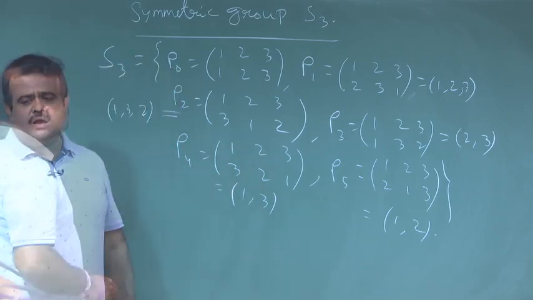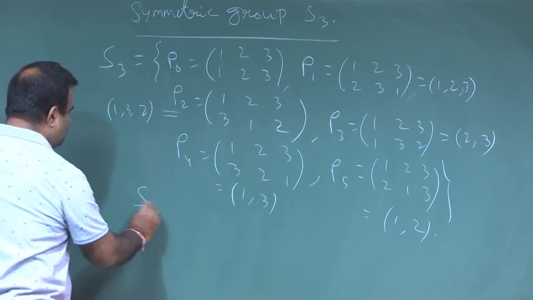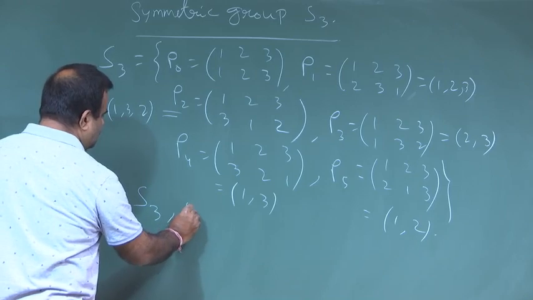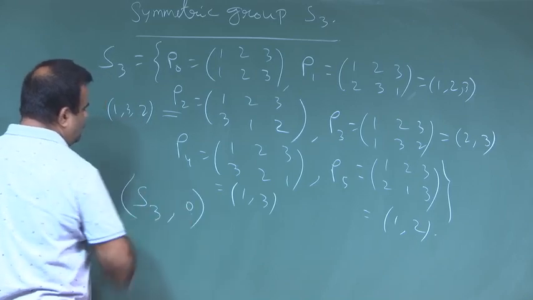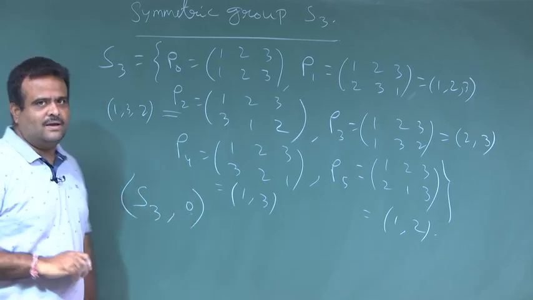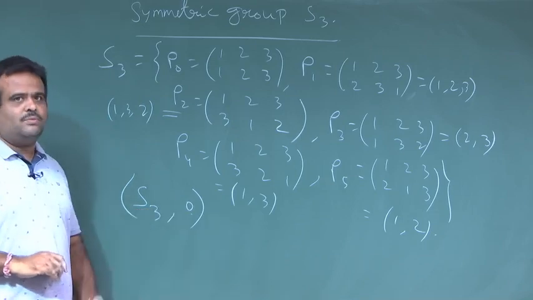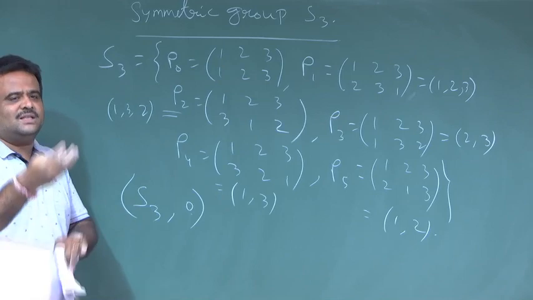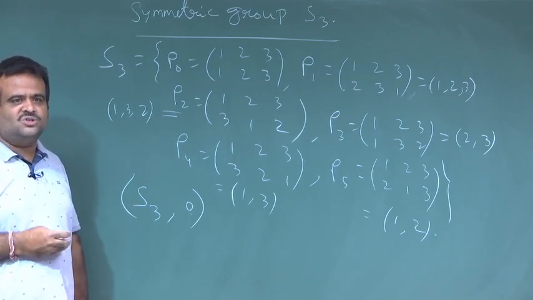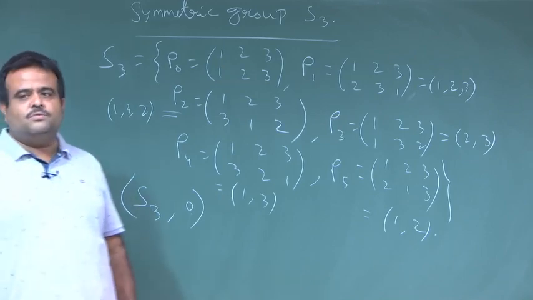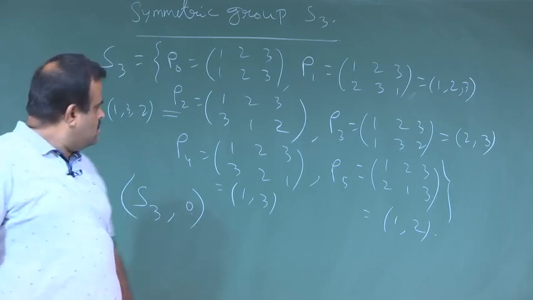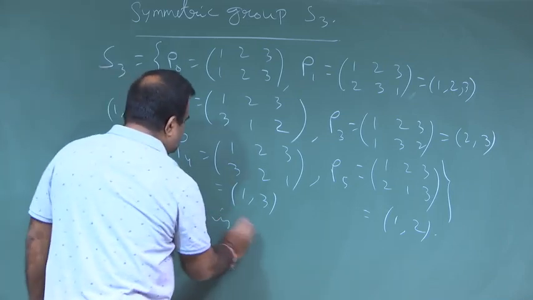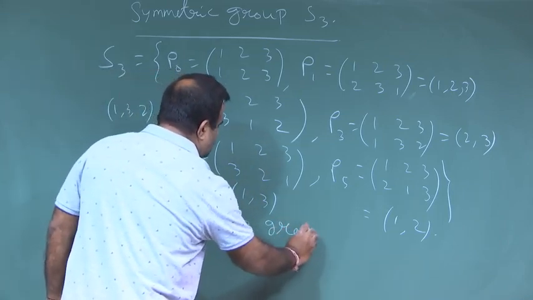Now, we know this is a group under the composition of two. These are all bijective mappings and this star is the composition of two bijective mappings. So, if you take two permutations and compose them, it will give us another permutation of the same order. A composition of two bijective mappings is a bijective mapping. So, we know this is a group.